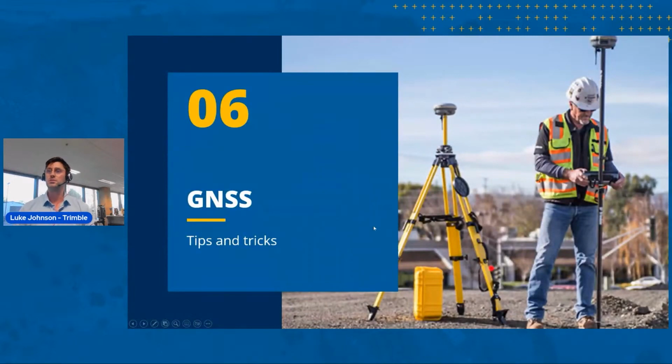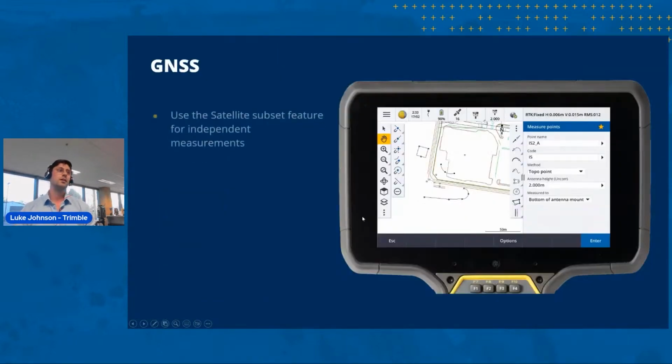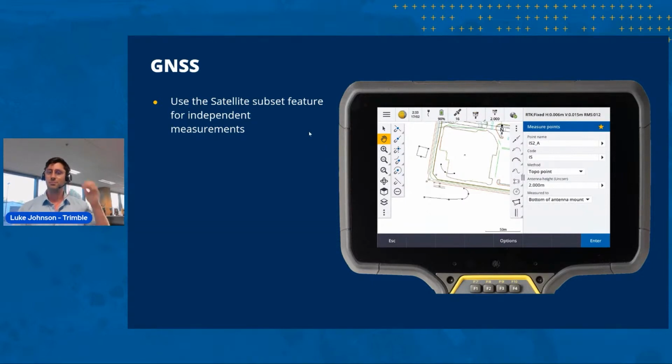Next, we'll look at some tips and tricks for using GNSS receivers with Trimble Access. One function that's reasonably recent in Trimble Access is the satellite subset feature. Typical survey practice says you should go back to a survey mark after half an hour or an hour, once the satellite geometry has changed, for an independent shot.